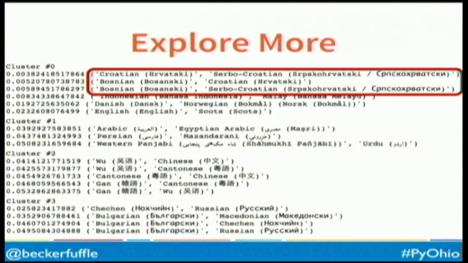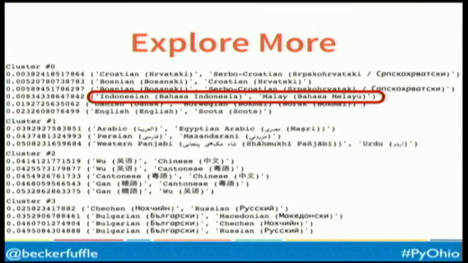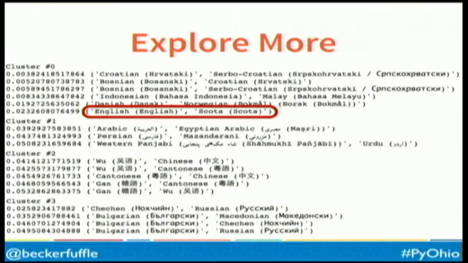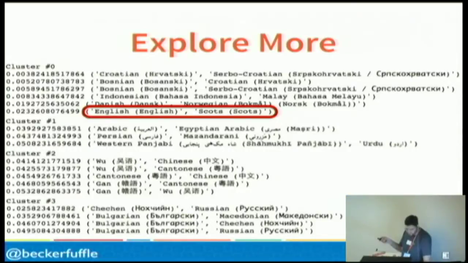So Croatian, Serbo-Croatian, and Bosnian are the most similar, followed by Indonesian and Malay, and Danish and Norwegian, and then English and Scots. Some of these languages are really similar, like the numbers are really small, like the ones on the top there are 0.0038. So they might be useful for benchmarking our classifier later on.